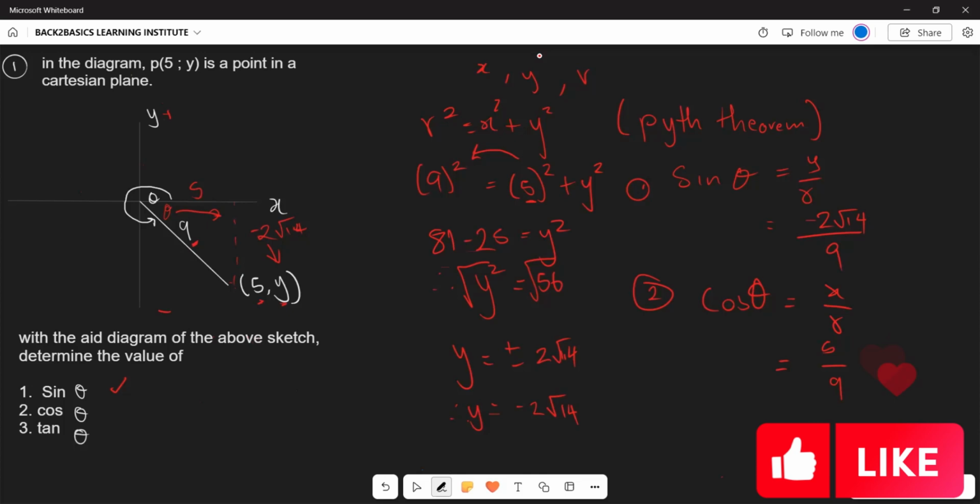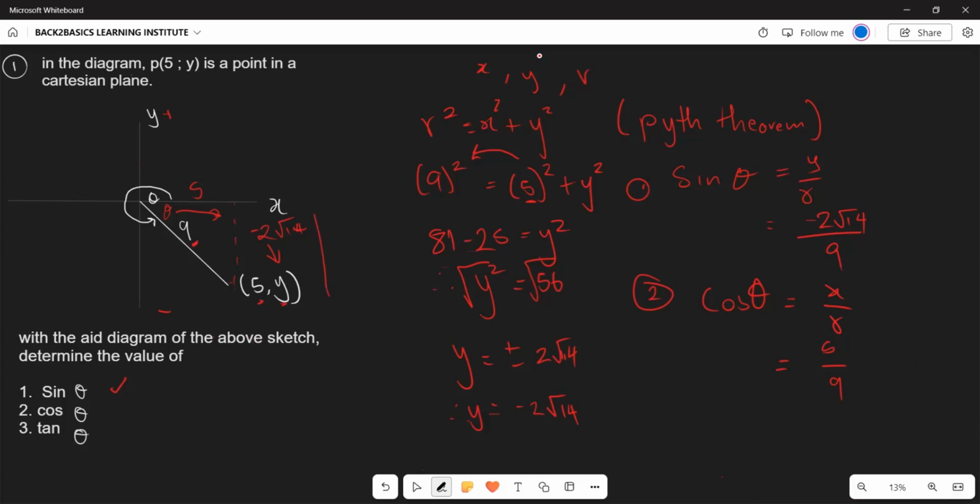Now I want you to notice something, right? Can you see that this thing is in your fourth quadrant? And we are saying in your fourth quadrant, only cos of theta is going to be positive. Are we together? So therefore, indeed, if you check here, your cos is positive, while your sine is negative. And let's check whether our tan is also going to be negative.